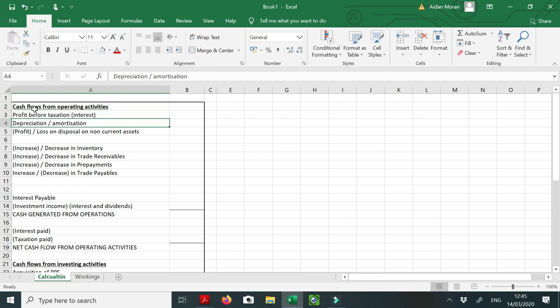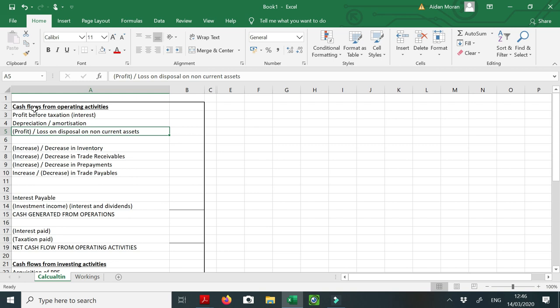I'm going to add back my depreciation or my amortization of, let's say, intangible assets, because depreciation is not a real expense. I will adjust it for if I have a profit or loss on disposal of a non-current asset. So if I sell an asset, a car or a building, and if I make a profit or loss, I'm going to adjust for it here. Why? Because it's not necessarily a cash flow item.